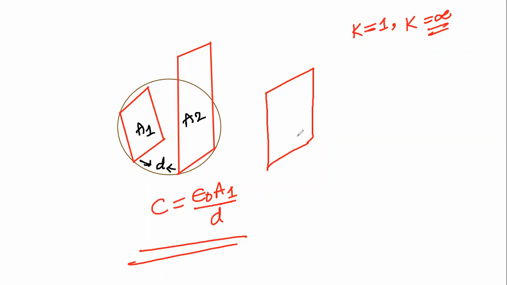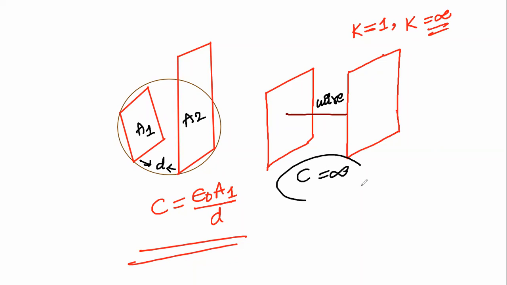That's why, whenever the two plates of a capacitor are connected with a wire, the capacitance of the system will be infinite. They have asked this; these are direct problems.